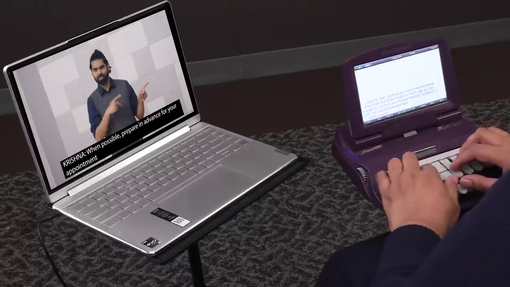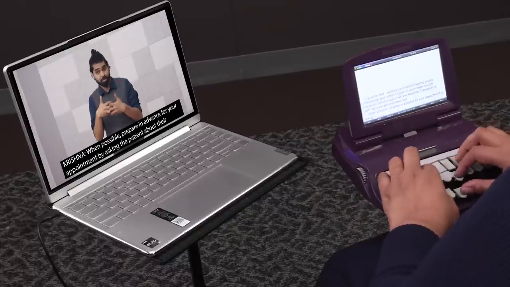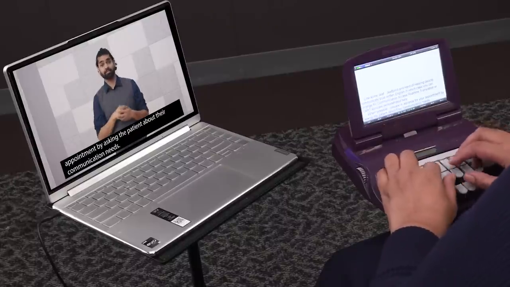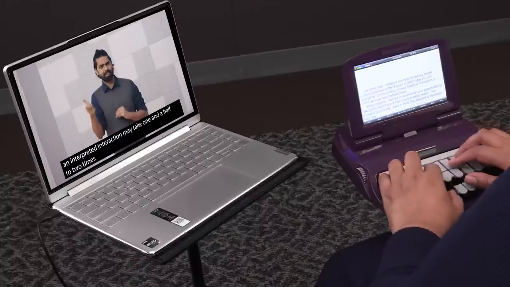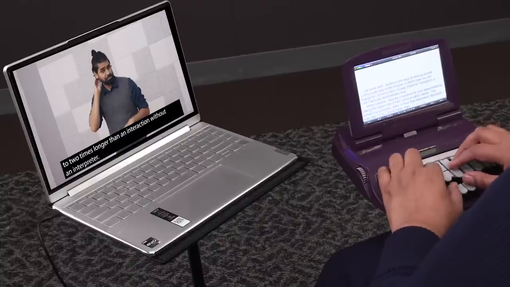When possible, prepare in advance for your appointment by asking the patient about their communication needs. For scheduling purposes, keep in mind that an interpreted interaction may take 1.5 to 2 times longer than an interaction without an interpreter. If a deaf patient arrives in your setting and accommodations have not been arranged in advance, writing back and forth may not be the best strategy. For many deaf people, sign language is their preferred method of communication, and they may not fully understand written English. Written English should only be used if it is specifically requested by the deaf patient.